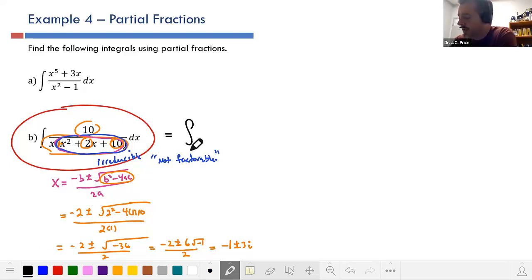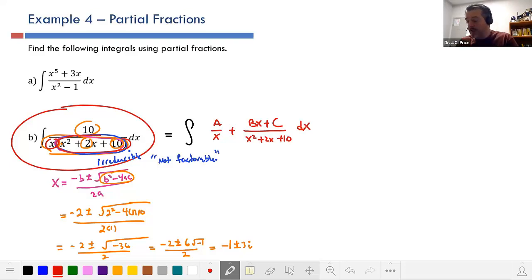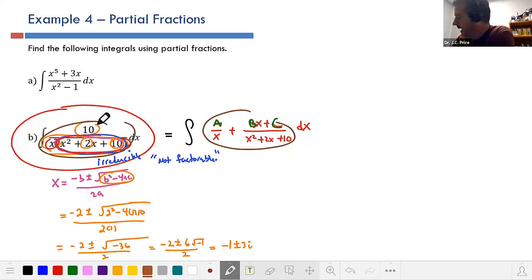All right, so what does that mean now for us in terms of an integral? This is going to be equal to the integral, and we can rewrite this. So we have divided by x, so we can write a divided by x, and then plus, we write bx plus c, because this thing is irreducible, and then we write x squared plus 2x plus 10 dx. And so now our job is to figure out what a, b, and c actually are. And so to do that, we're just going to take this thing and set it equal to that thing. And then we're just going to clear those denominators.